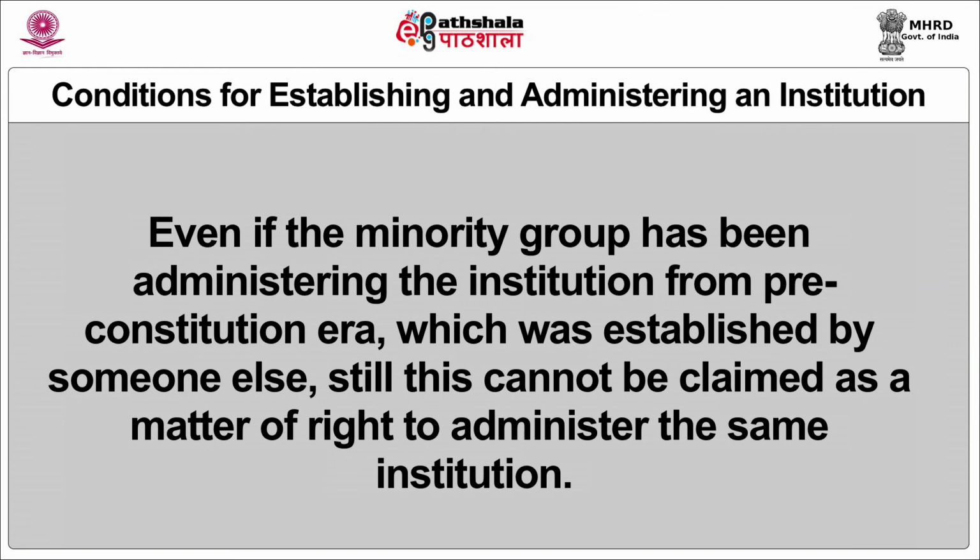This debate was further diluted by the Supreme Court in the case of S. Aziz Basha versus Union of India, where it was observed that the ambit and the scope of Article 30 is very wide and can also include a university. Even if the minority group has been administering the institution from pre-constitution era, which was established by someone else, still this cannot be claimed as a matter of right to administer the same institution.